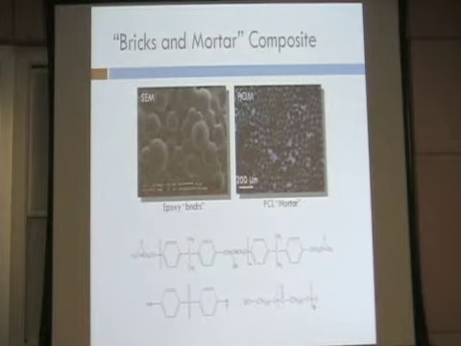shows a phase-separated morphology where the epoxy thermoset forms spheres 50 microns in diameter in a continuous thermoplastic PCL matrix. And we see that all the spheres are interconnected, so they can dominate the mechanical properties to make the material both strong and durable. And we term this material a briquettes and mortar composite.